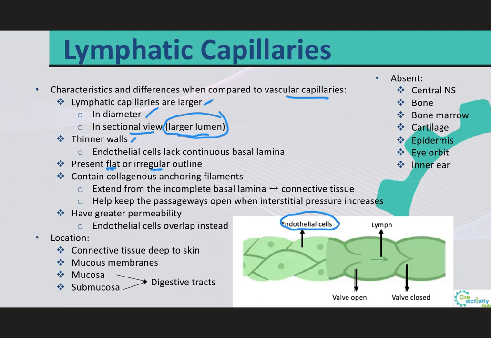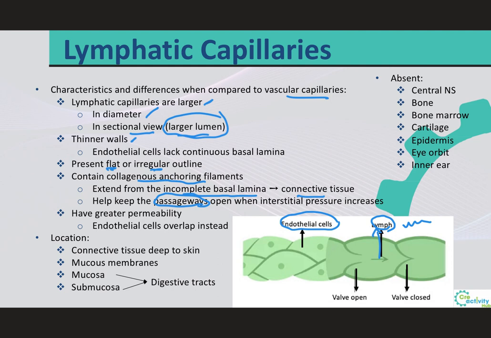Moving on, they have collagenous anchoring filaments that extend from this incomplete basal lamina to the surrounding connective tissue, which helps keep the passageway open when the interstitial pressures increase. Remember that the interstitial pressure will move the interstitial fluid back into the vascular capillaries. When this happens, if you did not have this connective tissue, there would be a possibility that the lymphatic vessels would collapse, right? Because you don't have a complete basal lamina. And like I said, the pressure inside of these lymphatic capillaries is very low or non-existent. Therefore, you need this extra support to maintain the form of the lymphatic vessels.